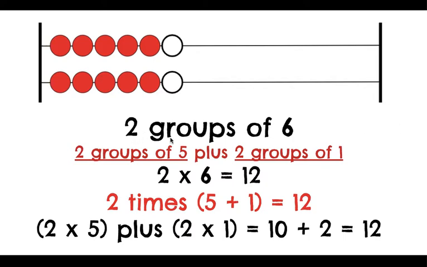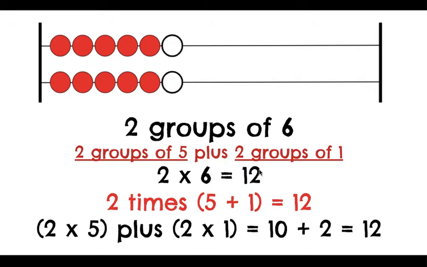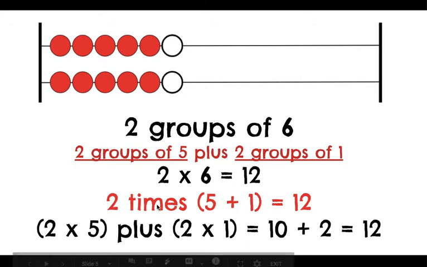Well, you could say you saw 2 groups of 6, 6 and a 6, and those are 2 groups, first group and the second group. Or you could say that you saw 2 times 6 and that equals 12. I could also say I saw 2 groups of 5, one group of 5 and another group of 5, plus 2 groups of 1. I could also say I saw 2 times 5 plus 1. Here's my 5 plus 1, which makes 6. So 5 plus 1, and I saw that 2 times, which will give me 12.